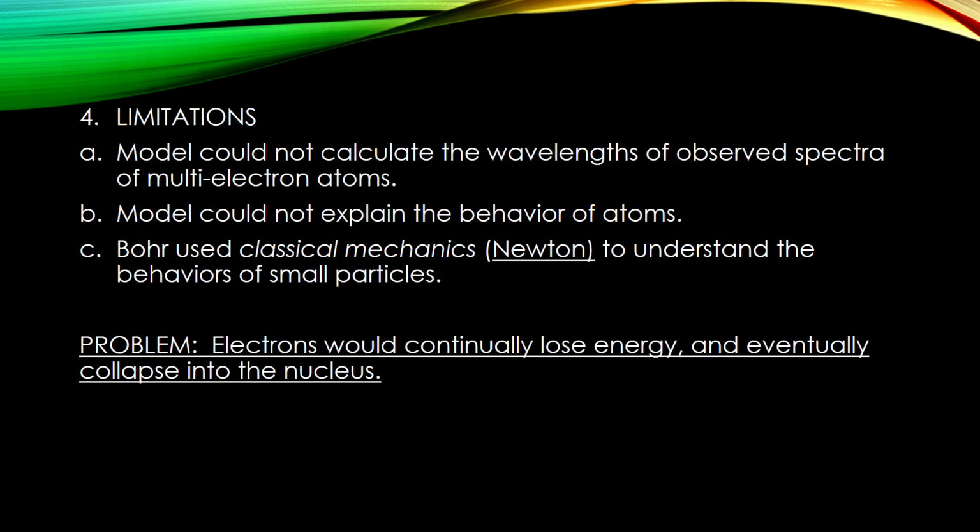But there were some limitations to his model. Specifically, the model could not calculate the wavelengths of anything except hydrogen, and it also couldn't explain how they behaved. Part of this was that Bohr used classical mechanics, in other words, Newton's laws that you've learned in physical science, to understand the behavior of these small particles. The problem is if we applied Bohr's principles to atoms, the electrons would continuously lose energy, and eventually they would collapse into the nucleus and the atom would disappear. And we know that that doesn't happen. Our atoms don't spontaneously degenerate like that.